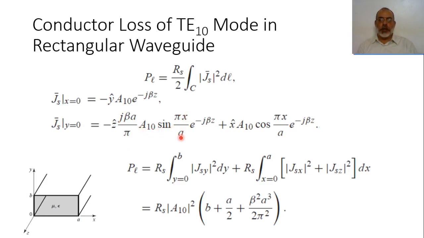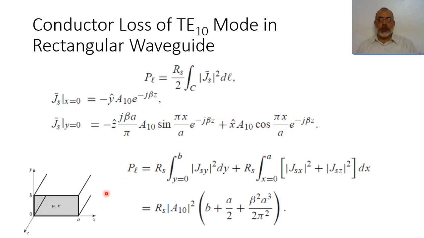pi x over a plus A10 squared cosine squared pi x over a. This is the magnitude squared. When I'm talking about the magnitude, it means that this would be multiplied by its conjugate, so it would be unity, and I'm talking about the z component squared plus the x component squared.